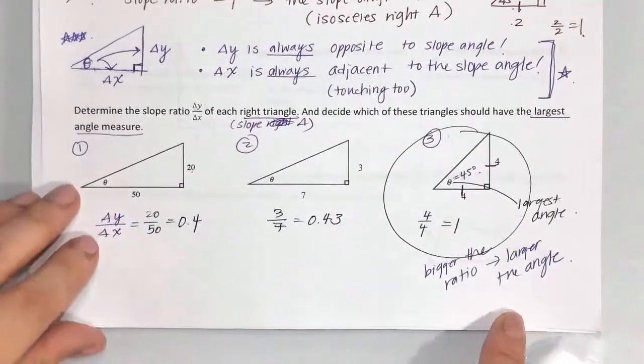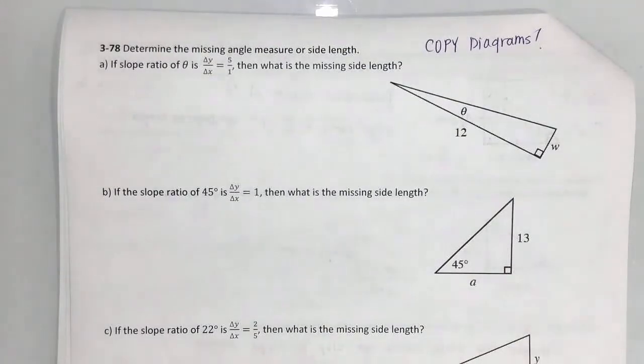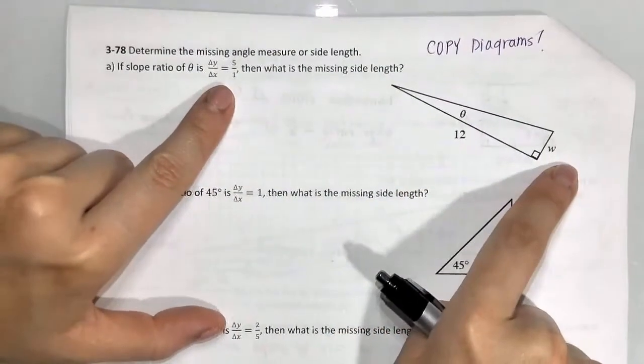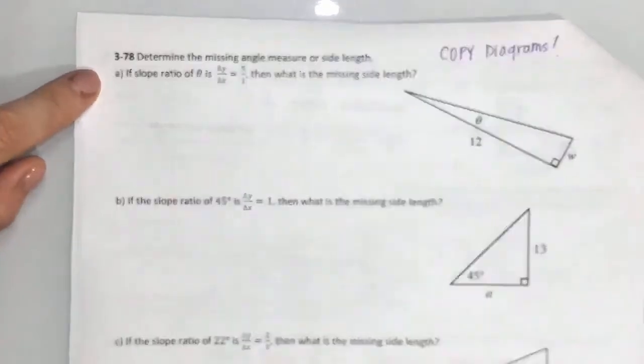Pretty simple. So now, problem 78 is the back of the handout, the entire back. Please make sure you copy each of the diagrams for each part of the problem, okay? Here, we're going to determine the missing angle measure or the missing side length given information. For example, let's do part A together.